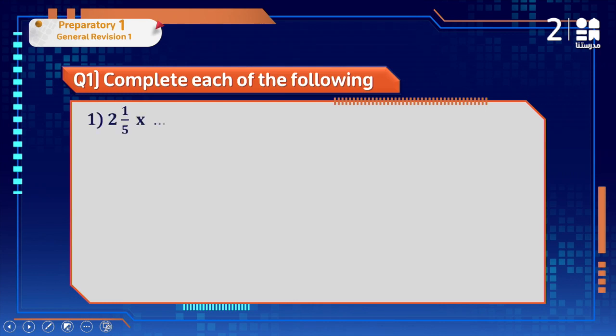Question 1. Complete each of the following questions. 2 1/5 multiplied by a missing number equals 1. First of all, we have to know any number multiplied by its reciprocal is 1. So we are gonna multiply 5 times 2 plus 1 to rewrite it as an improper fraction. It's already a mixed number.